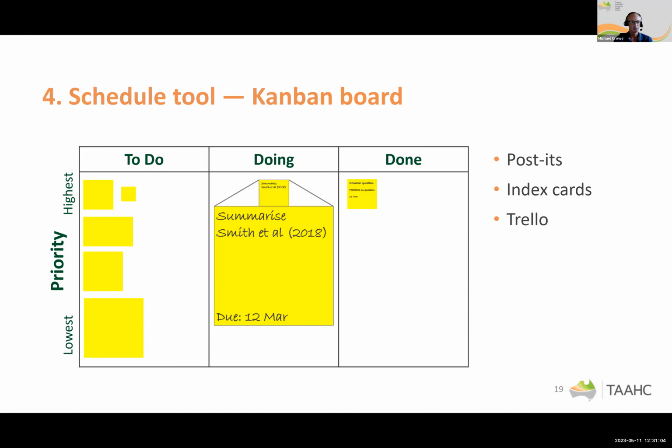And then when you're doing things, you just move your post-it note over into your doing column that tells you what you're doing right at this moment in time. And then when you've done it, you can stick it in the done column. As I say, you can do it with post-it notes or index cards. I use a piece of software called Trello, which for personal use, there's a limited free version, which is fine for me just doing my own stuff.